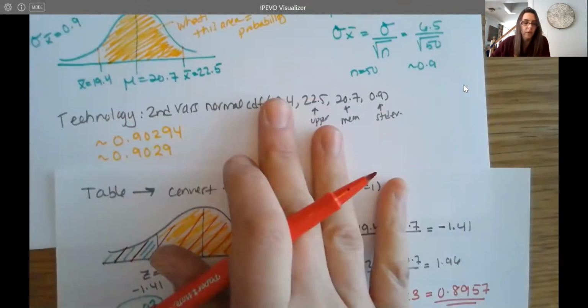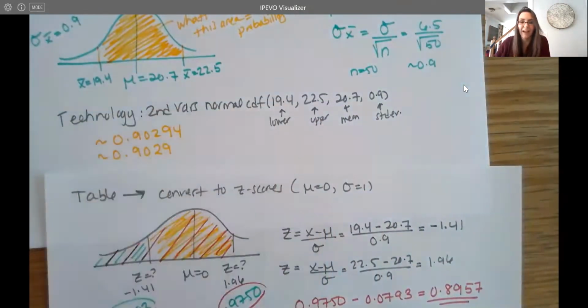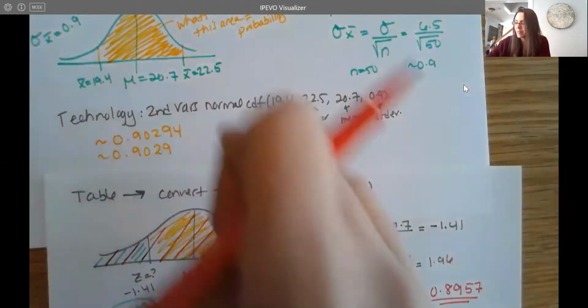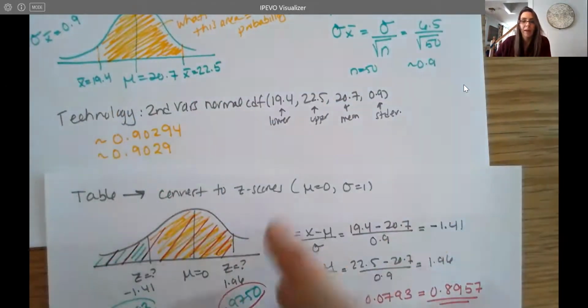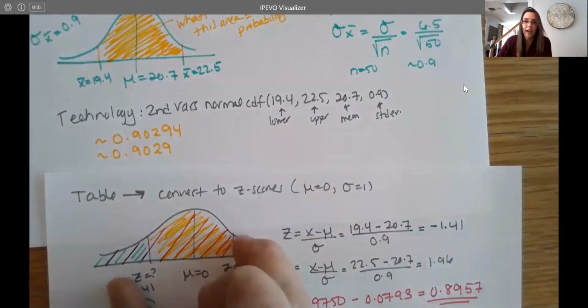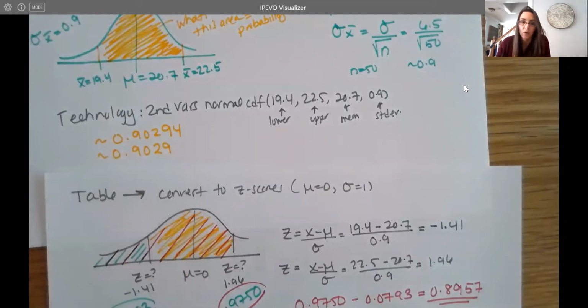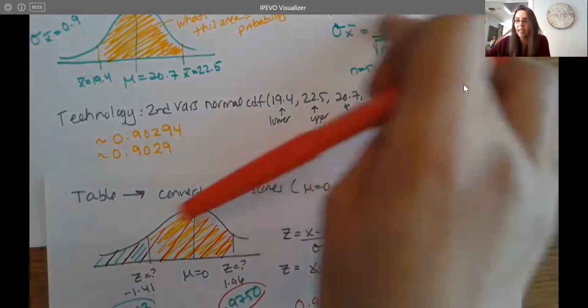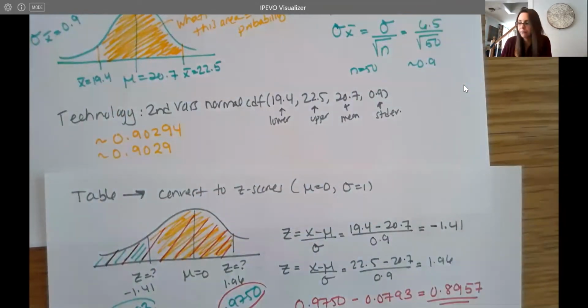So this is just a nice review of what we did in section 5.2. These are the steps that we did in 5.2 where we were given the X values or the Z values and we had to find the areas. So we're using what we've already learned and now applying it with that slight change to the standard deviation.